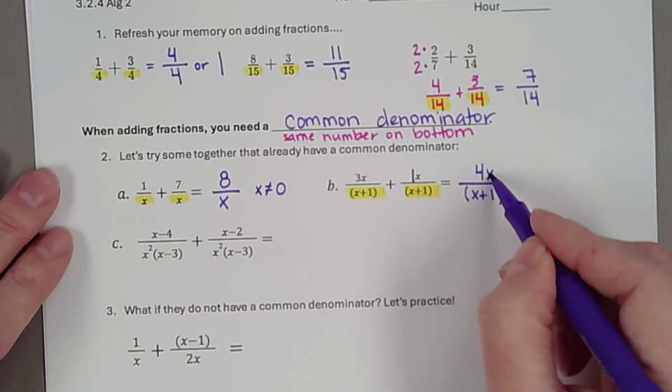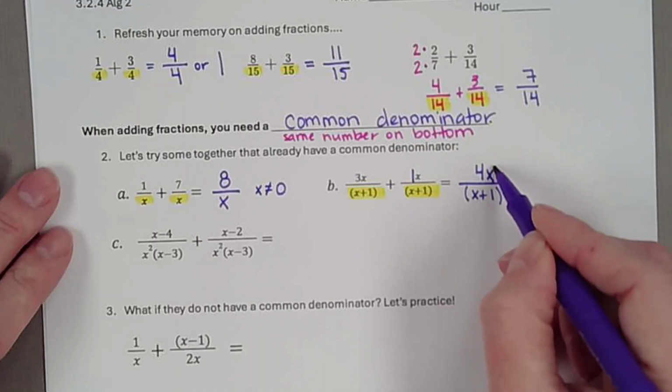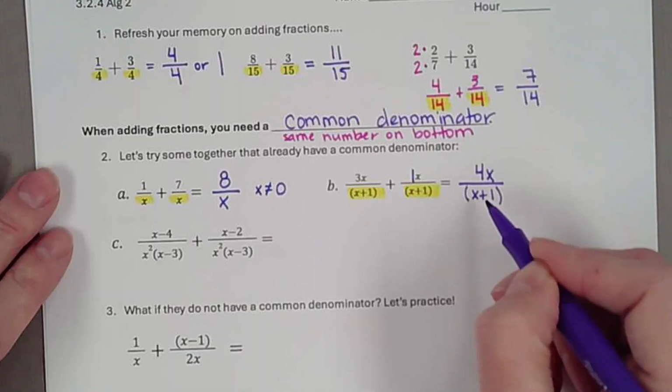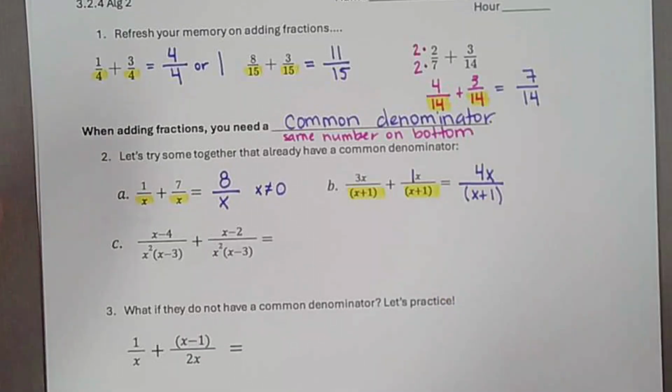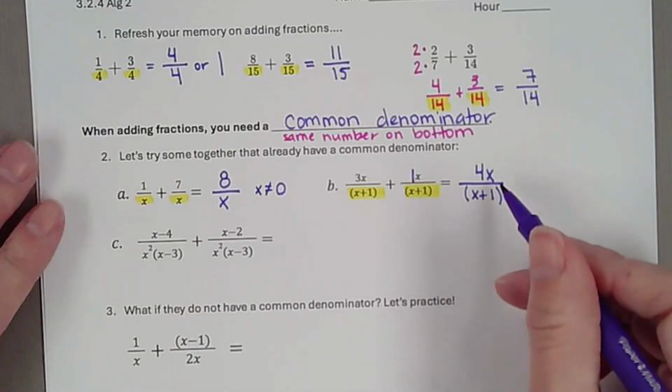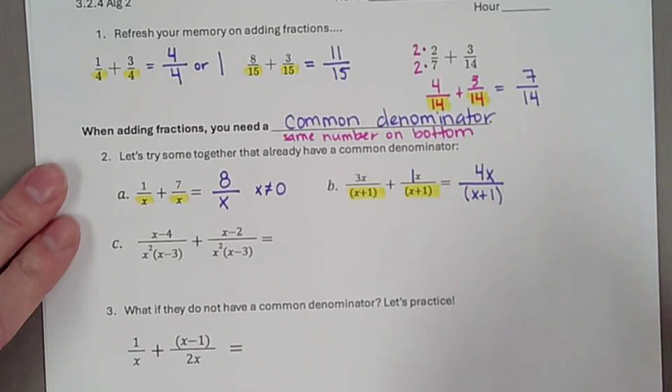I cannot cross off this x and this x because this x is like just an x by itself. This x is part of an x plus 1. So I can't cross anything off here. My answer is just 4x over x plus 1.